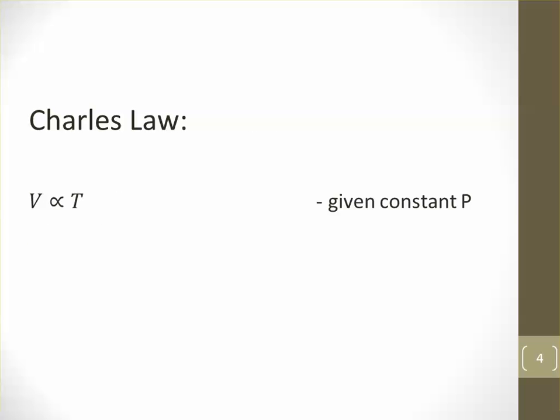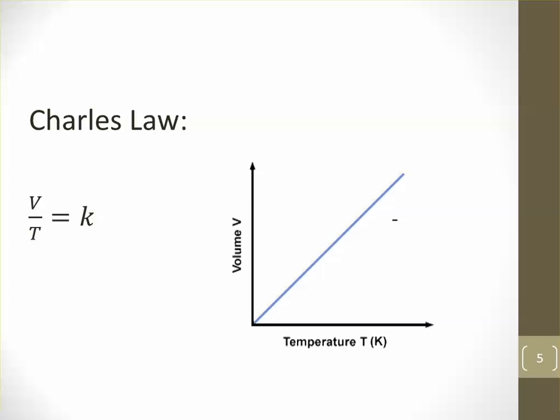Well, one of the relationships they came up with was called Charles' law. This is a relationship between volume and temperature. That volume is proportional to temperature under the conditions of constant pressure. In other words, the ratio of volume to temperature is equal to some constant. If we were to graph volume versus temperature, we'd end up with a nice straight linear line.